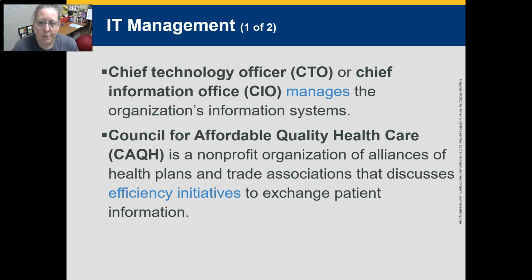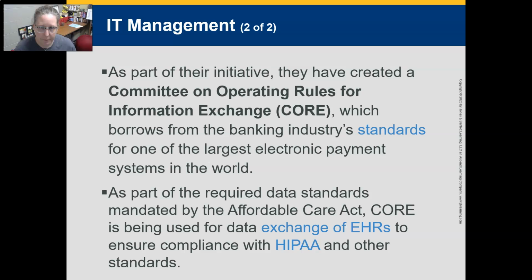So, of course, all of this has to be managed at the hospital. We should have a chief technology information or chief information officer, which manages the organization's information systems. The Council for Affordable Quality Healthcare is a nonprofit organization of alliances of health plans and trade associations, and they discuss efficiency initiatives to exchange patient information. So again, another thing that's integrated with IT management, trying to make it better or bang for your buck.